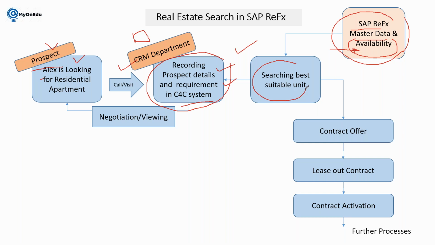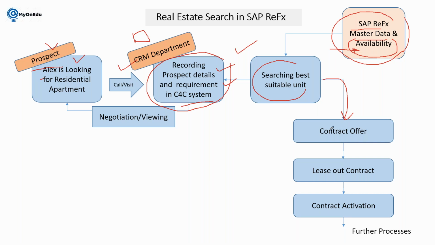Okay, and the CRM guy will just discuss with the prospect that these are the options available. You can view this unit, and then it will be viewed by prospect, or if he's okay without viewing, he can confirm yes, this is fine, and then we are going for it. So by discussing all these things, one contract offer will be created in system. Okay, and then we'll take one printout from the system and we'll show to our prospect that these are the conditions, these are the units, and all these things will be mentioned there in the contract offer.